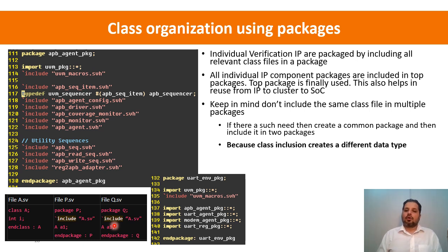Although the code is the same, because of the way it gets included in the package, it becomes a different data type. And then if you want to assign one to another, because it's the same class, you'll end up having a problem. So when you have this type of scenario, what you can do is create one common package and put all the tick include for the common files in that common package, and then import that common package into both P and Q. That's how you can solve it if you come across that scenario.